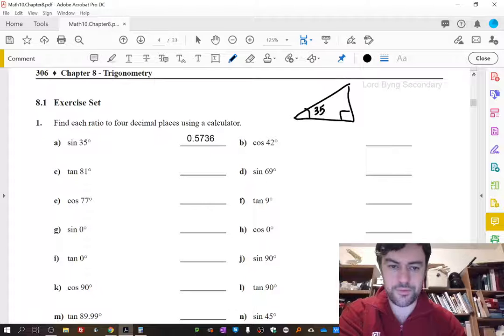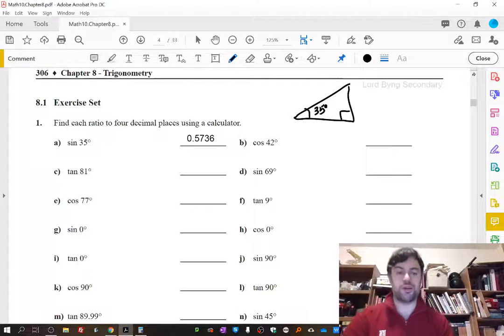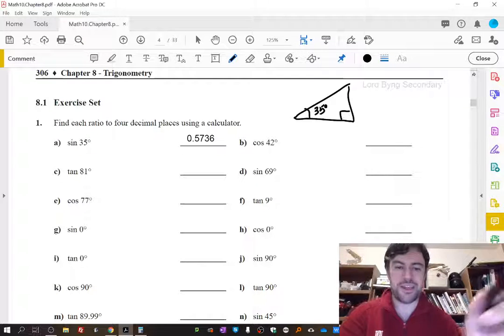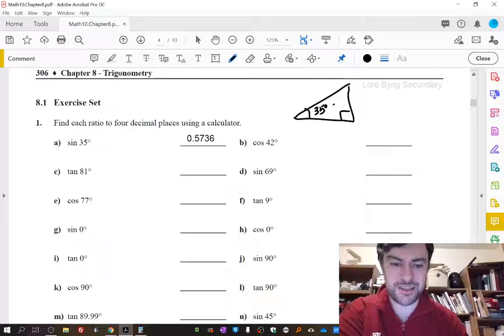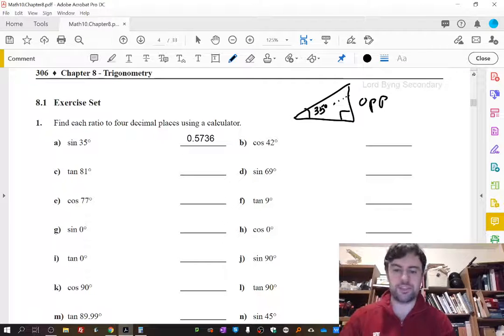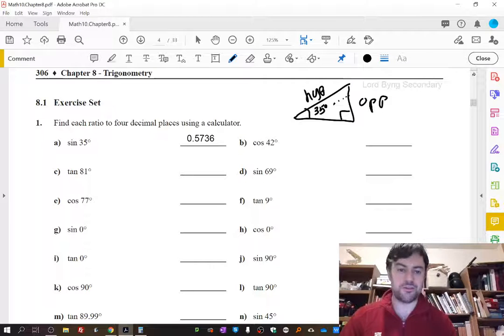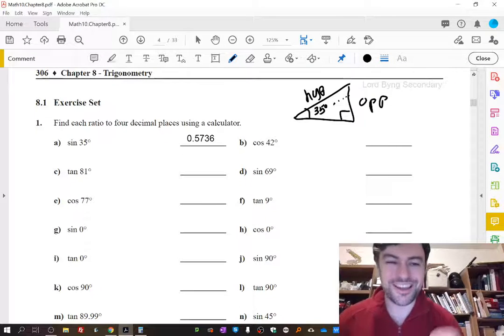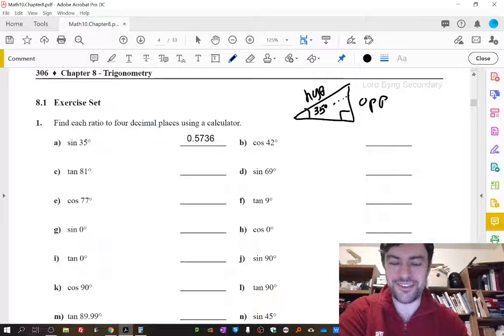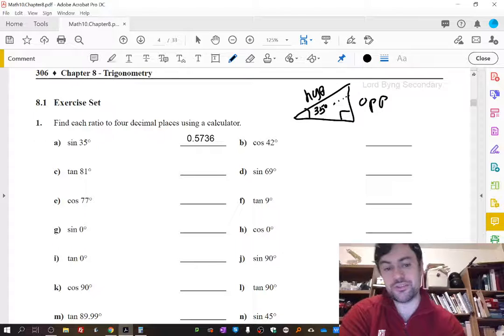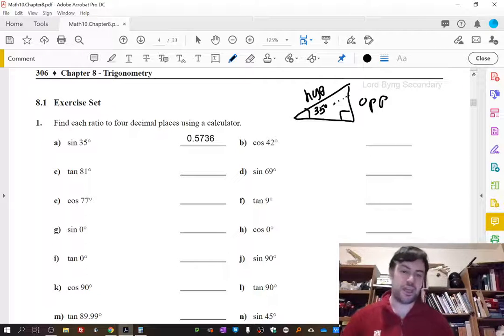35 degrees. So no matter what size right triangle we have, the opposite side, so if we go across from our angle, this is our opposite side, it's going to be about 57% the size of our hypotenuse. That's a diagram there. That's the whole idea of the sine ratios. They tell you a relationship between the two sides. So the sine ratio is the relationship between the opposite side and the hypotenuse.